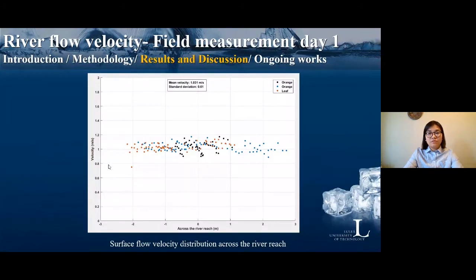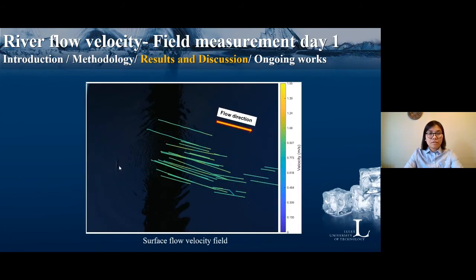This figure illustrates the surface flow velocity distribution across the river, actually across a portion of the river, with the mean velocity value at around 1 meter per second. And here the velocity field can be obtained.